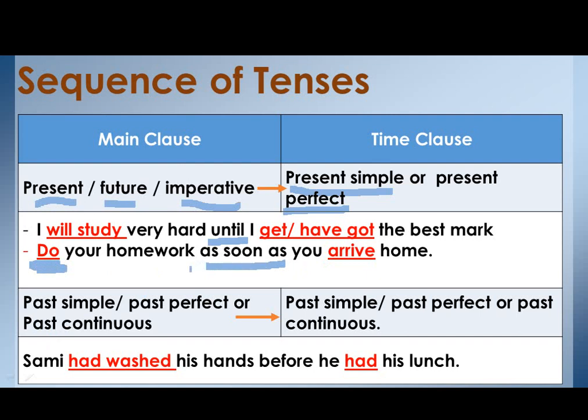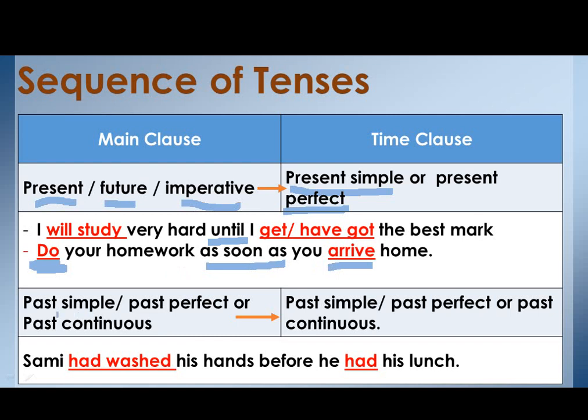It's a base form verb, so do your homework, it should be arrive or have arrived. It depends on you. So you have to care so much about the sequence of tenses in the two halves. Let's see the second rule.